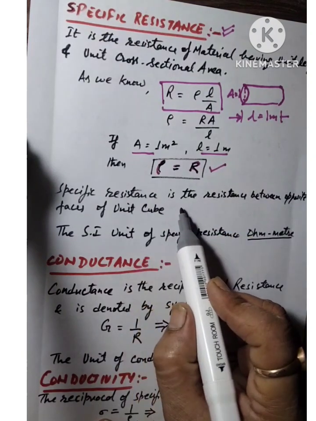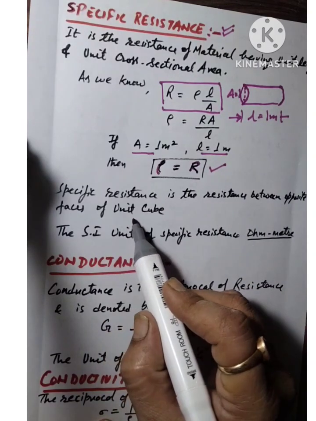The specific resistance is the resistance between opposite faces of a unit cube.